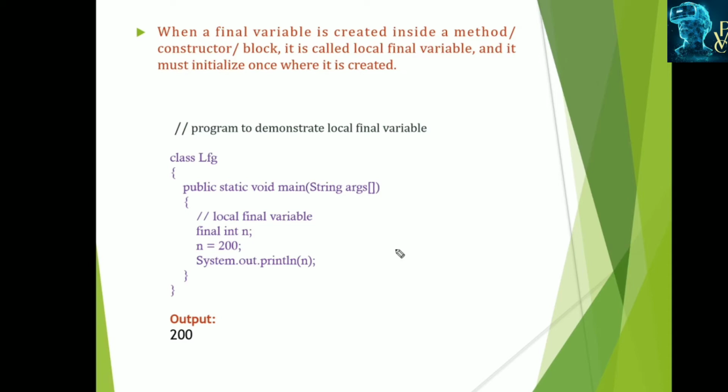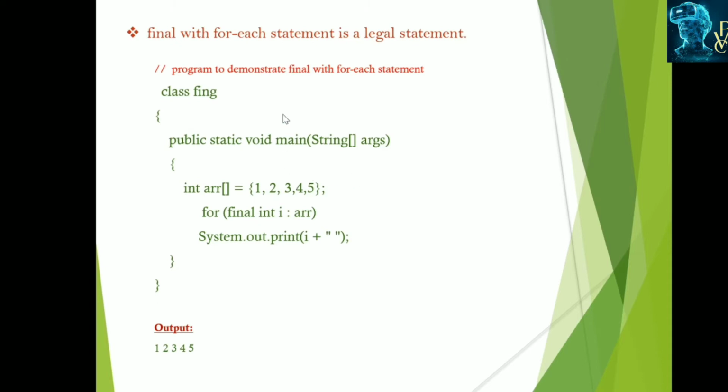Within the block. If we declare the variable as an instance variable, those can be used in all the methods that belong to that class. But when we declare it for a particular method, those can only be used in that method, local to that method only. And final can also be used with the for each statement.